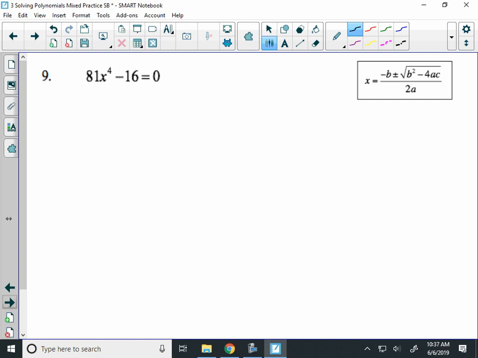All right, let's see. We have 2 more to do, 9 and 11. Number 9, there's no GCF, but they're all perfect squares, actually. I can use the difference of squares here. So I'm going to take the square root of both. The square root of 81x to the 4th is 9x squared. The square root of 16 is 4. Put a plus in 1, a minus in 1.